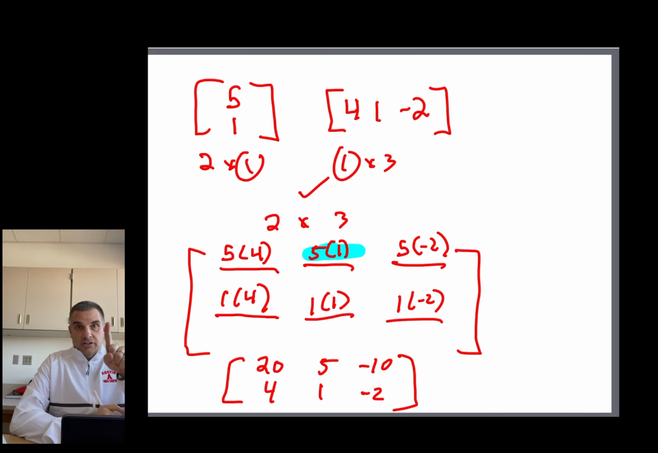Step 1, check to make sure you can do it. Step 2, figure out what your dimensions are going to be. Step 3, rows and columns. It's always rows and columns. And move yourself about however it is you need to do it.